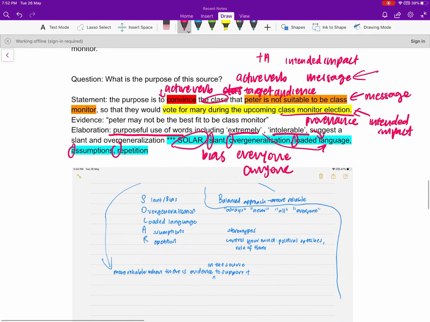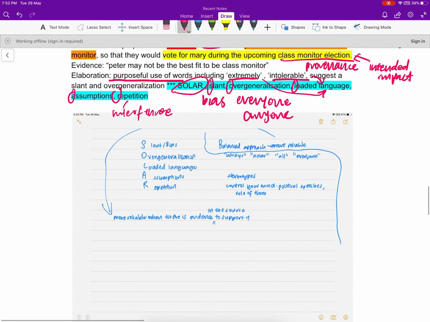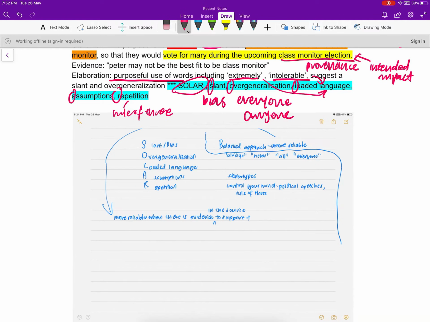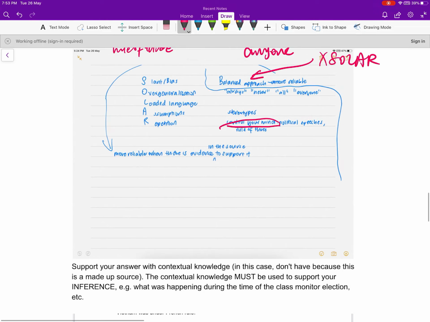There's always a kind of idea for repetition, which is the rule of three. This rule of three, as I said, I think I said it down here, kind of controls your mind, and it can be mostly found in political speeches or other speeches which have an intent. So usually sources with a balanced approach don't have SOLAR, and are more reliable. Some of the overgeneralizations are like always, never, all, everyone.